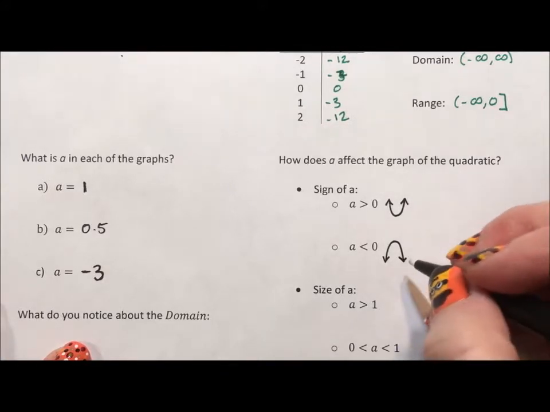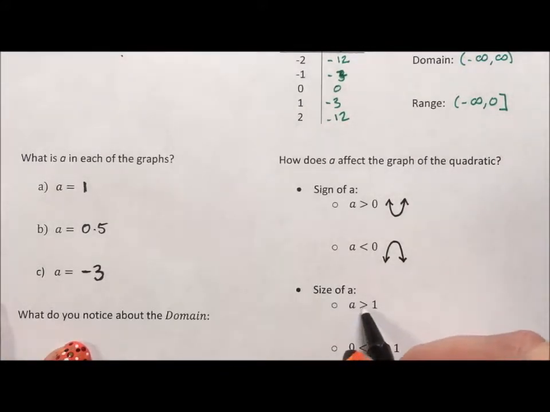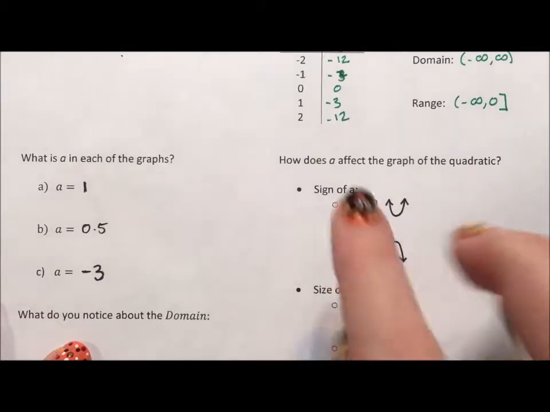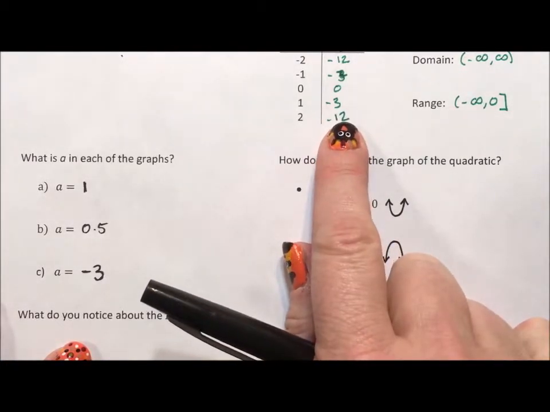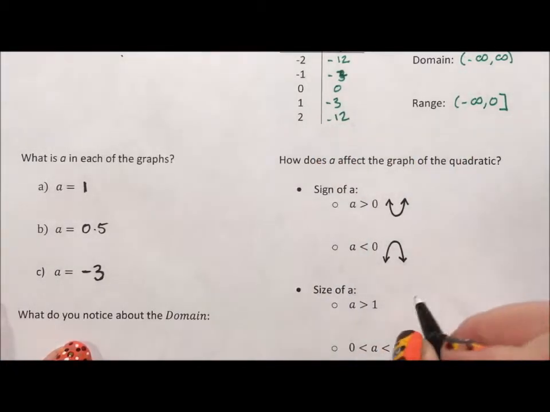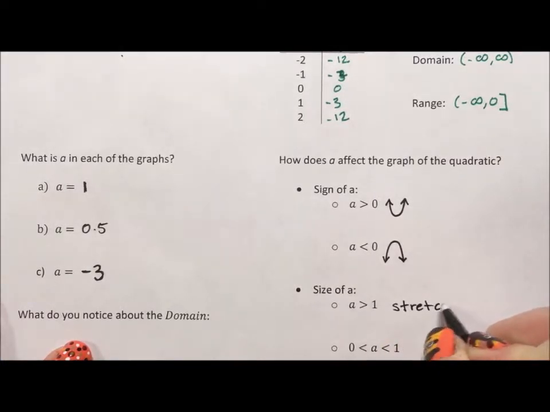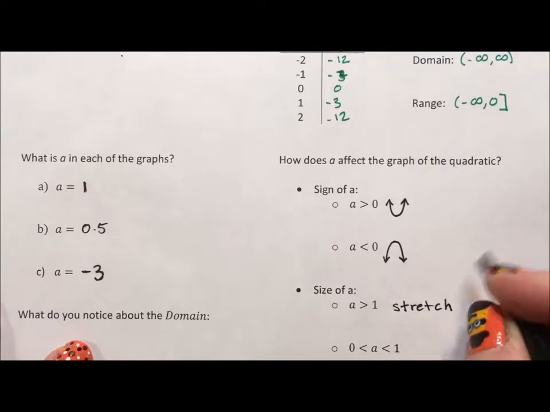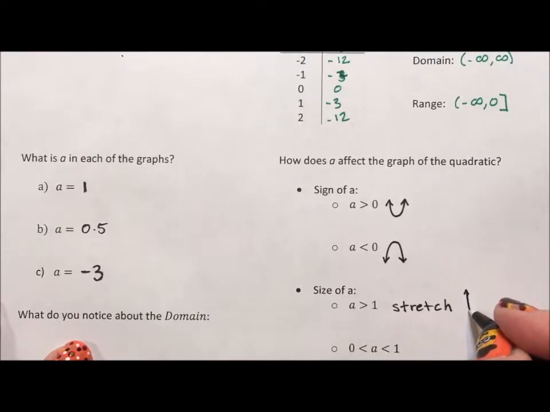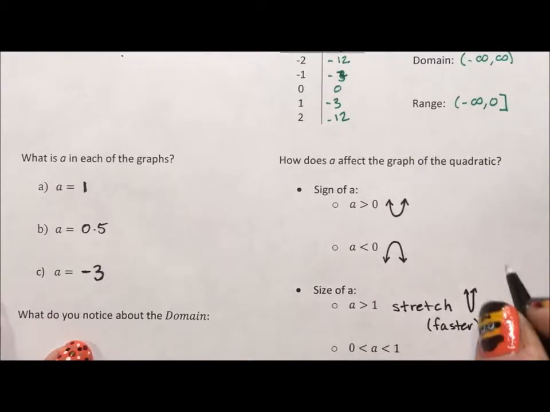If A is negative, the graph flips downward. If A was greater than 1, if you remember from the -3, we had a stretch, so that our parabola got skinnier. I think of it as going faster. Instead of going 1, 1, it goes 3 times faster to 1, 3, or 1, -3.